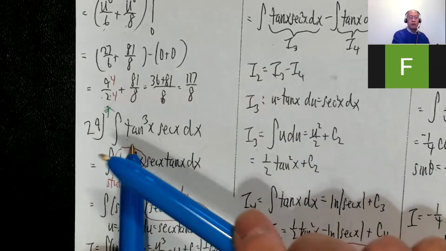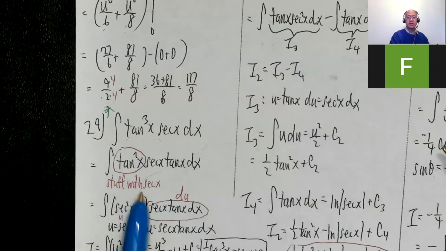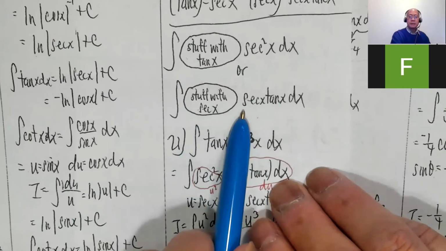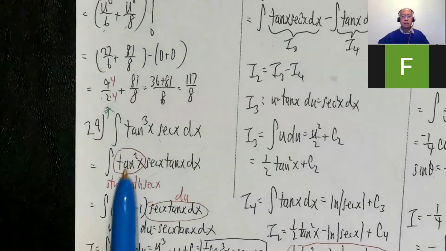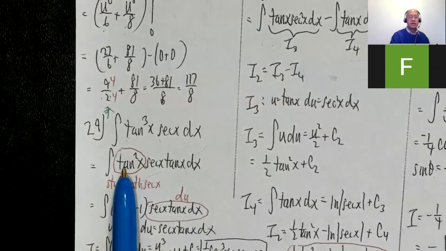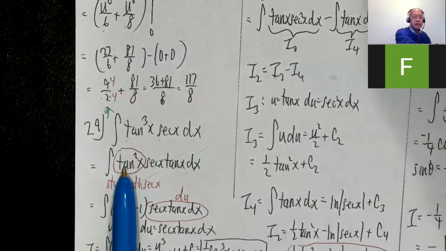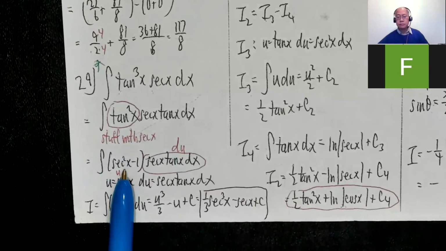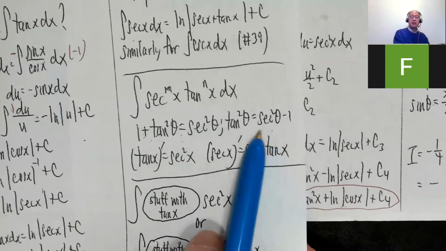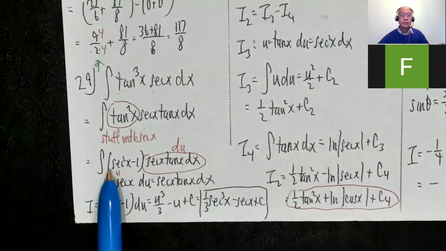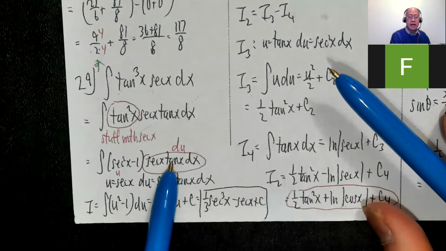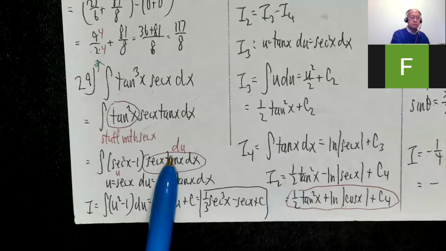And by my rule, I want what's behind my pen to only have stuff with secant x. I want stuff with secant x times secant x tangent x dx. So I need to change this so that it only has secant. Right now it's tangent squared. Tangent squared is secant squared minus 1. So now it looks like stuff with secant x times an extra secant x tangent x hanging out here.